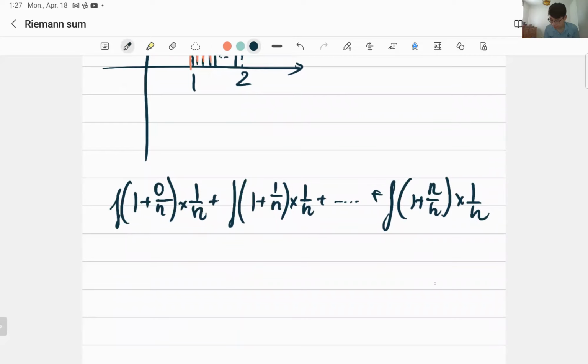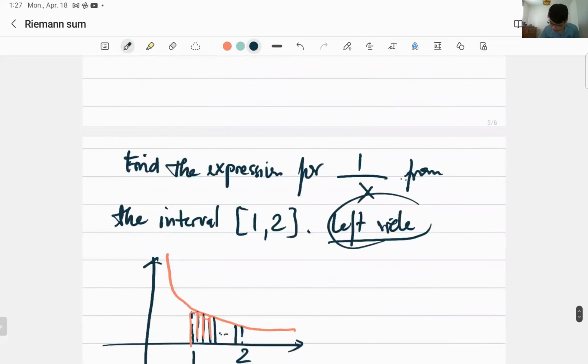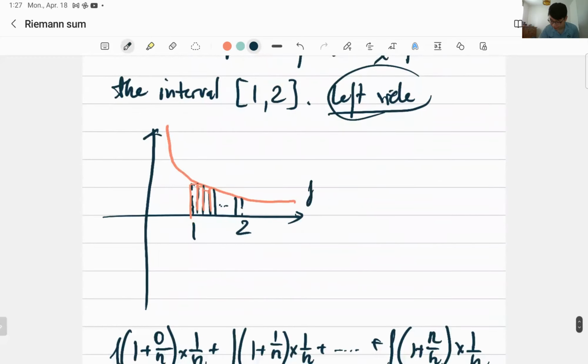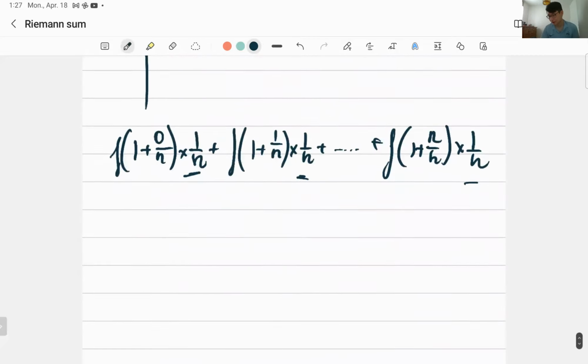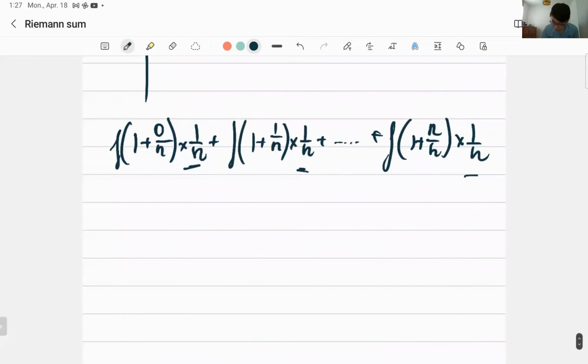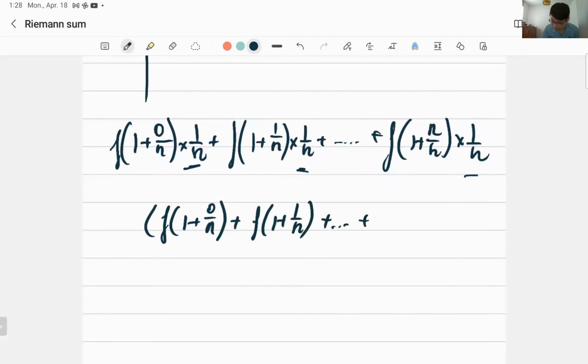The whole thing here, I can do exactly the same, factoring things out. So I should write this one: f of x is equal to 1 over x. All right, and so continue. We're doing exactly the previous one I showed you. So f of 1 plus 0 over n, plus f of 1 plus 1 over n, plus, plus f of 1 plus n over n, times 1 over n, right?